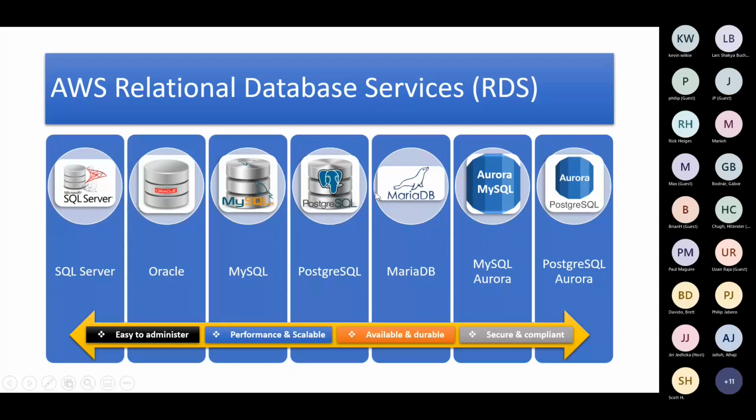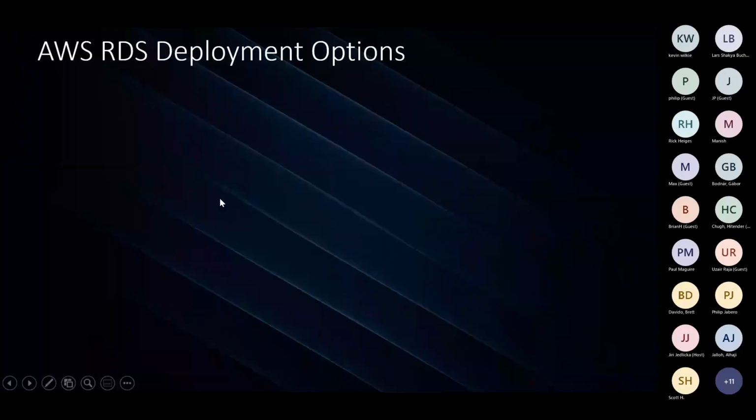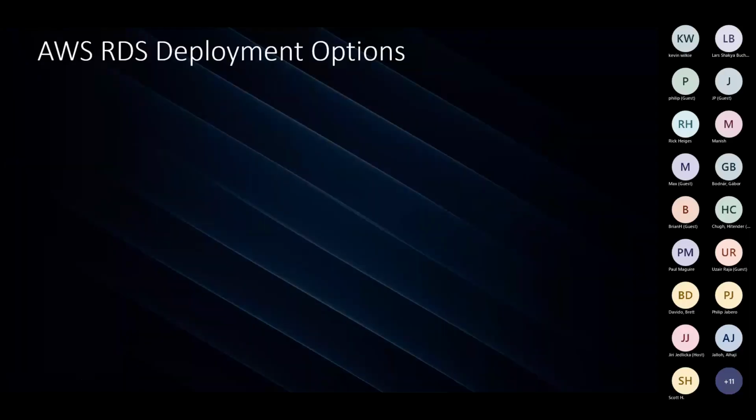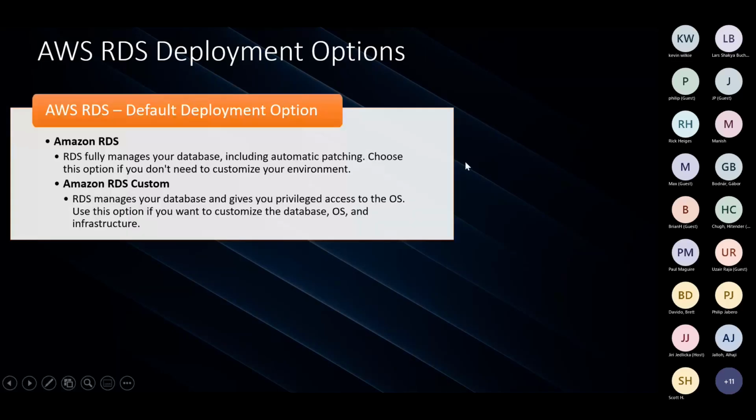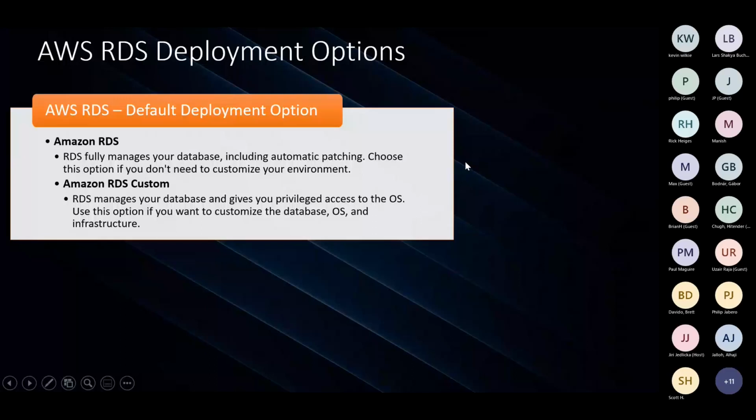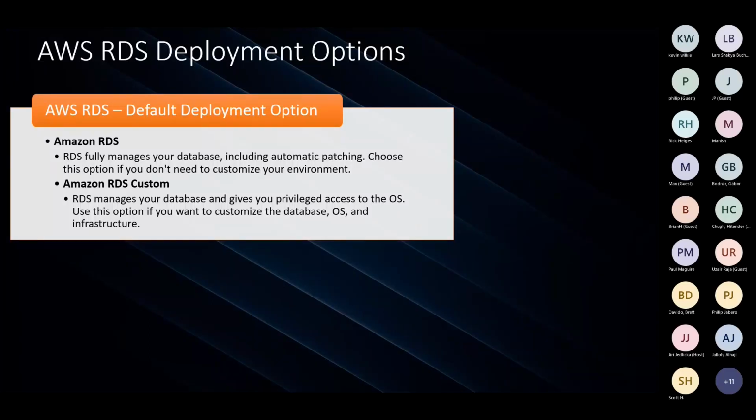So here's the thing, guys. Our topic is SQL Server. We're going to focus on SQL Server, but these are all options if you want them. So what are the RDS deployment options? The first deployment option is the default one, RDS. For example, if your application does not depend on any third-party application that requires the OS to be customized, you have to think of RDS.